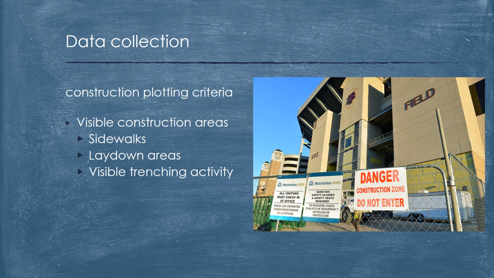So for the construction areas that we were mapping, what we looked for to classify an area as a construction area was anything that was really visible and stood out to us. So like busted up sidewalks, construction fencing, heavy equipment, anything where there was a lot of disturbance going on, lots of stuff coming on and off campus. Anything that may have an effect on the trees in the area.